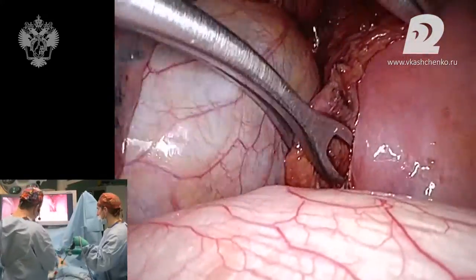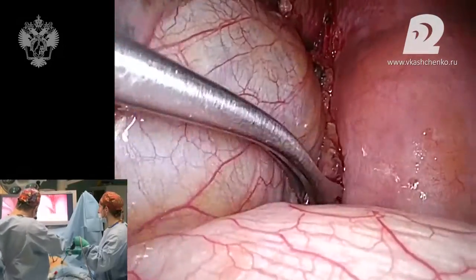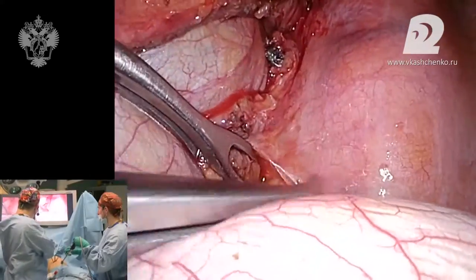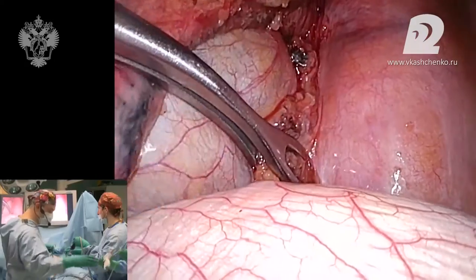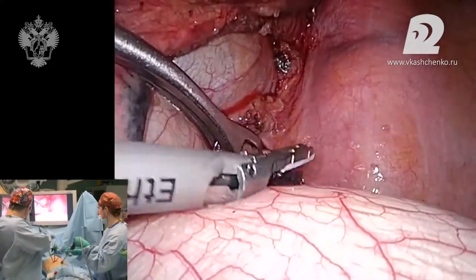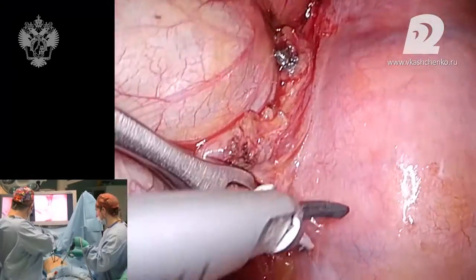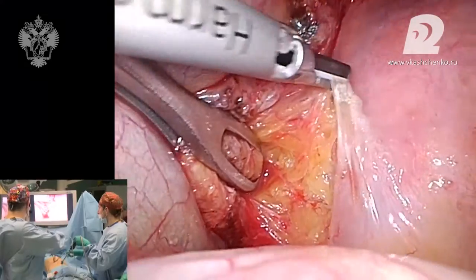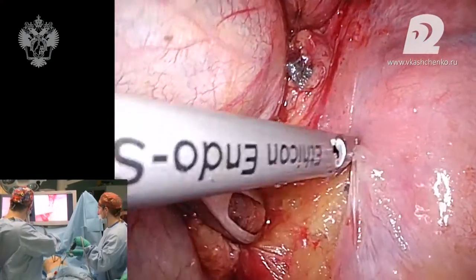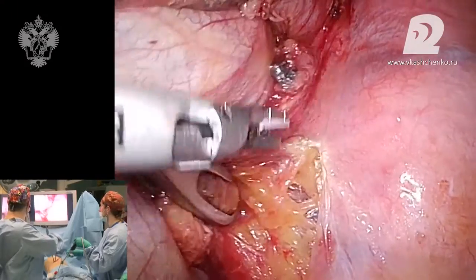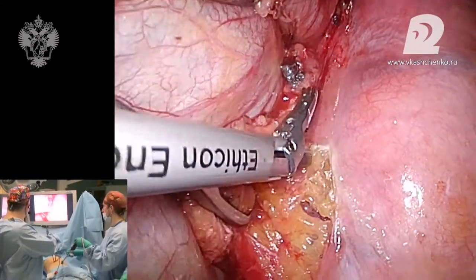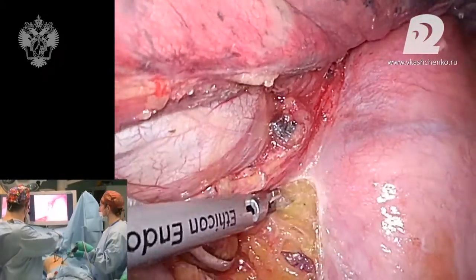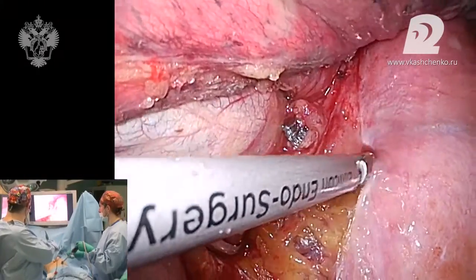Now we can grab this and pull it downwards. Yes, the diaphragm is somewhat in our way. And there is another port, actually. Can we start with the dissection? Aorta, let's have a look at it. We're going to remove fat tissue along the descending part of the aorta. This has been our main task. That's why we use this particular approach.